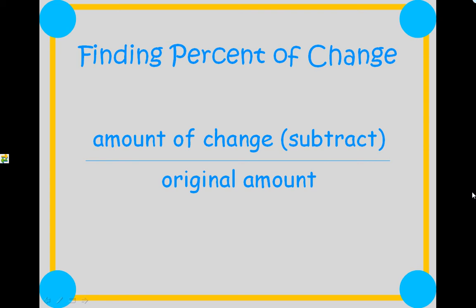Alright, so to find the percent of change, you're going to take the amount of change, which you find by subtracting, and divide by the original amount. When you do that, you'll get a decimal, and you need to convert it to a percent.